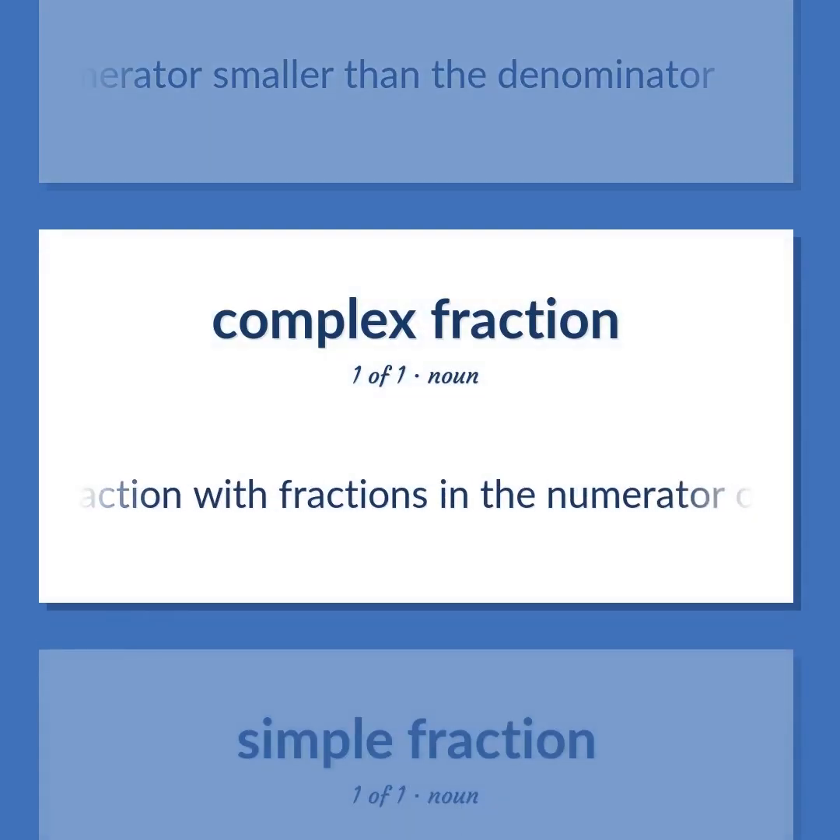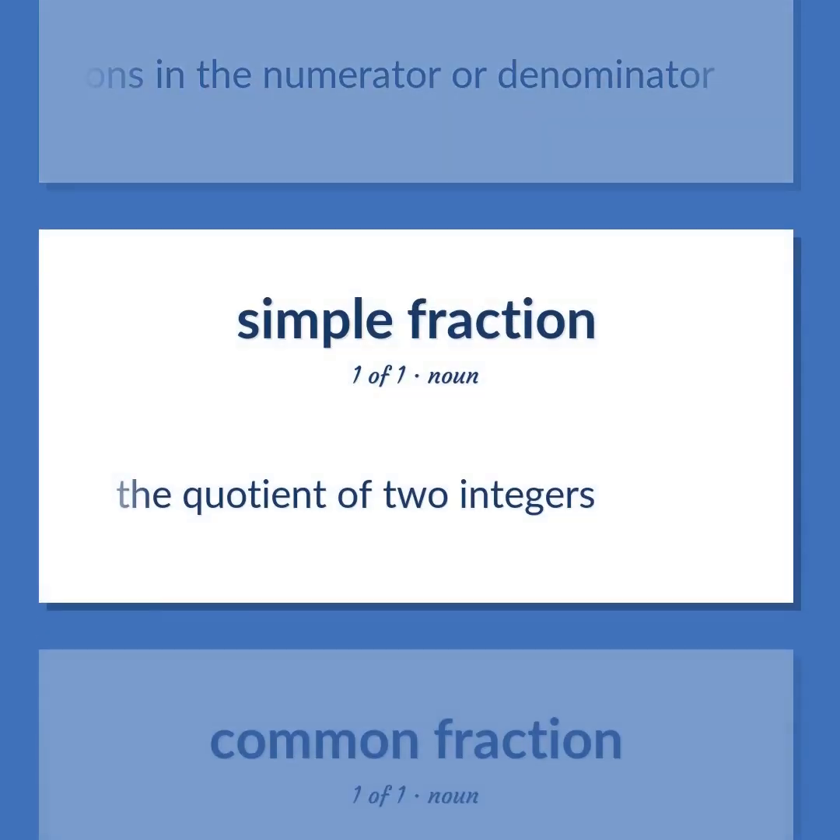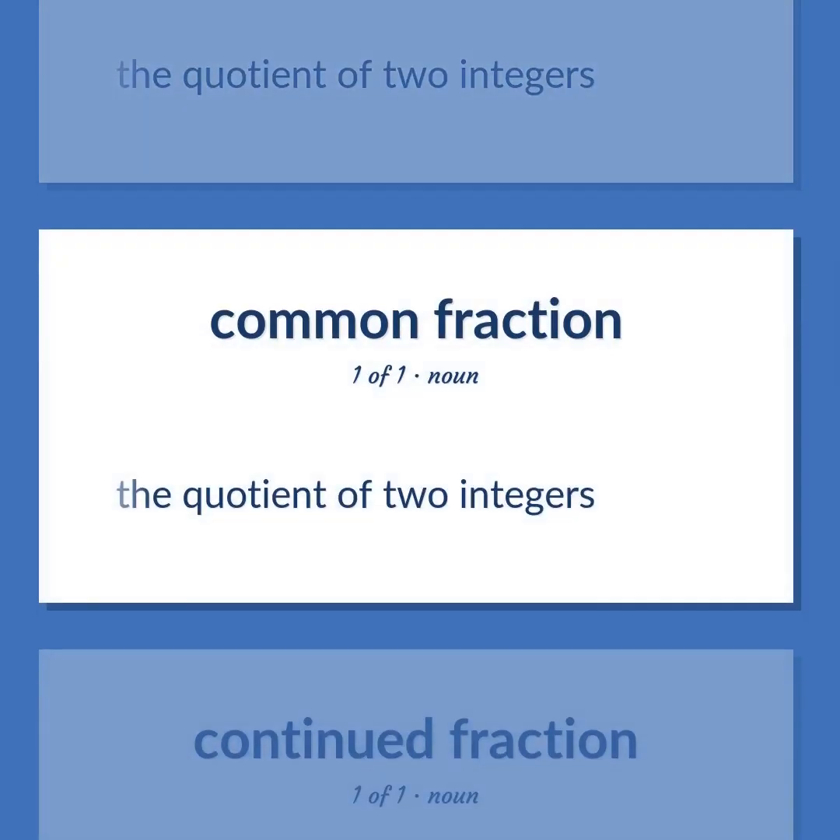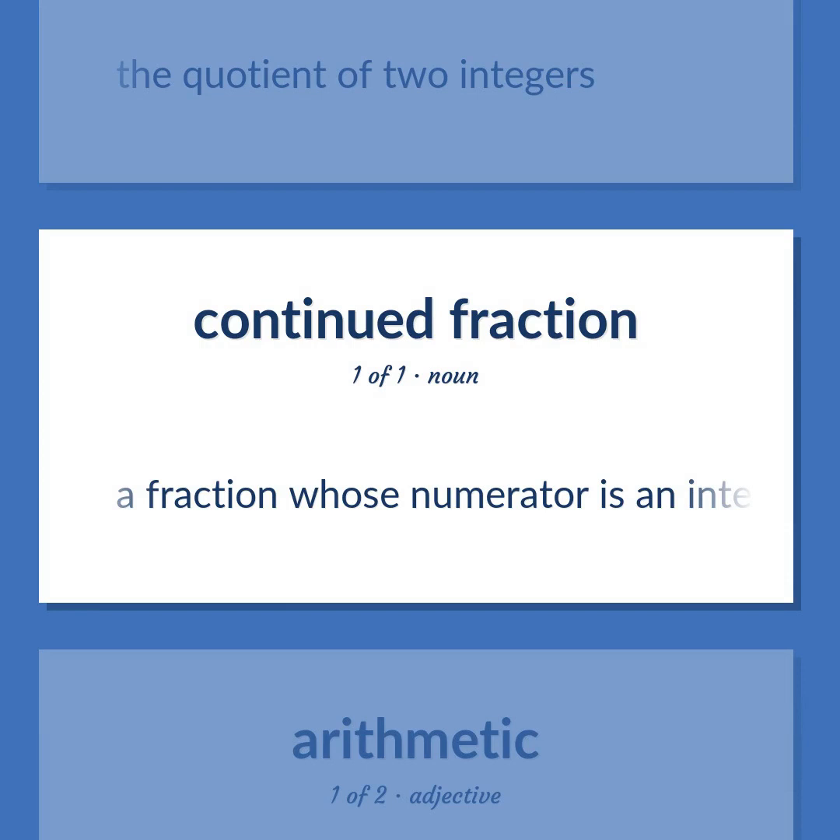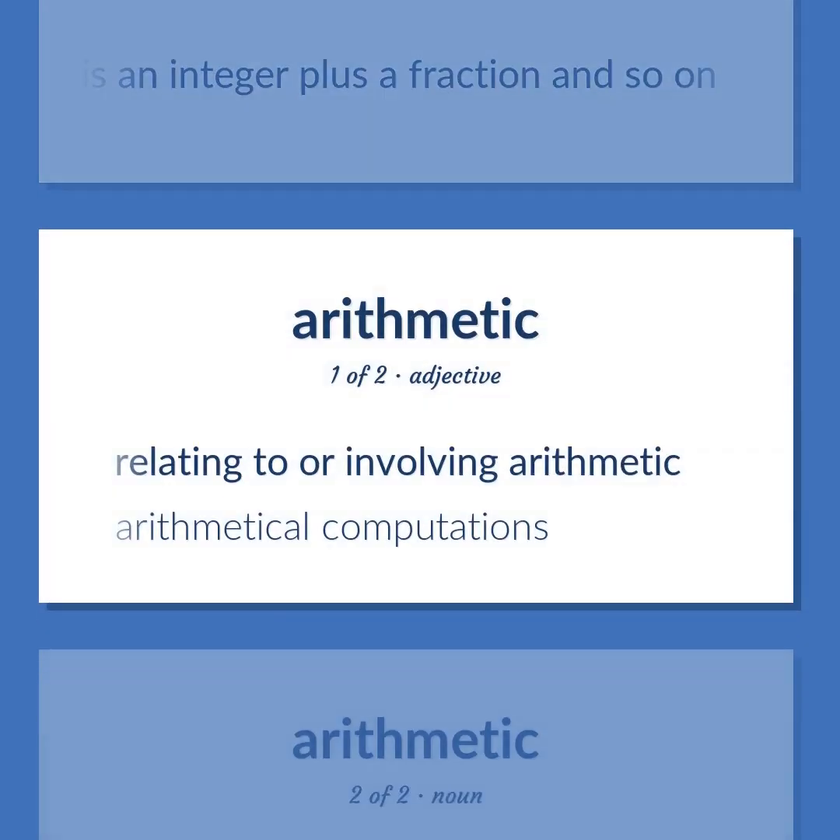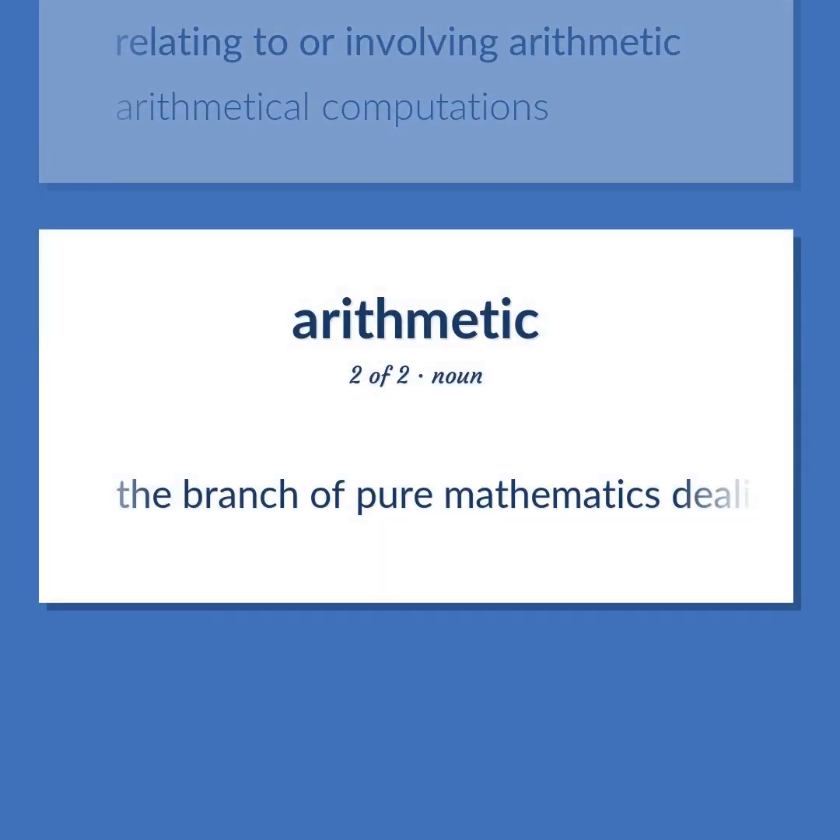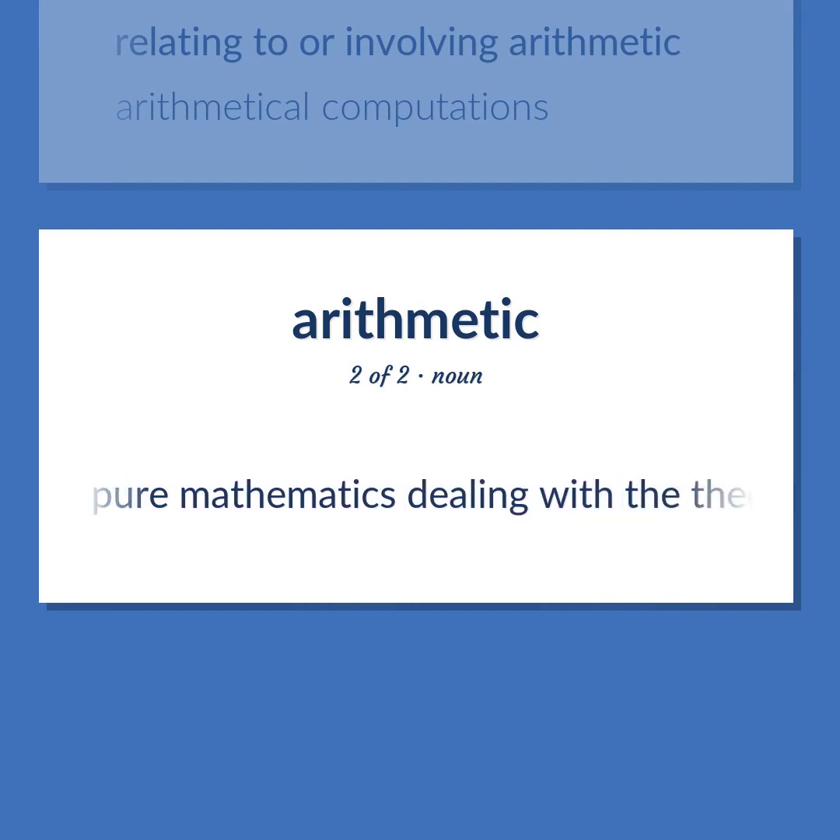A fraction with fractions in the numerator or denominator. The quotient of 2 integers. A fraction whose numerator is an integer and whose denominator is an integer plus a fraction whose numerator is an integer and whose denominator is an integer plus a fraction, and so on. Relating to or involving arithmetic. Arithmetical computations. The branch of pure mathematics dealing with the theory of numerical calculations.